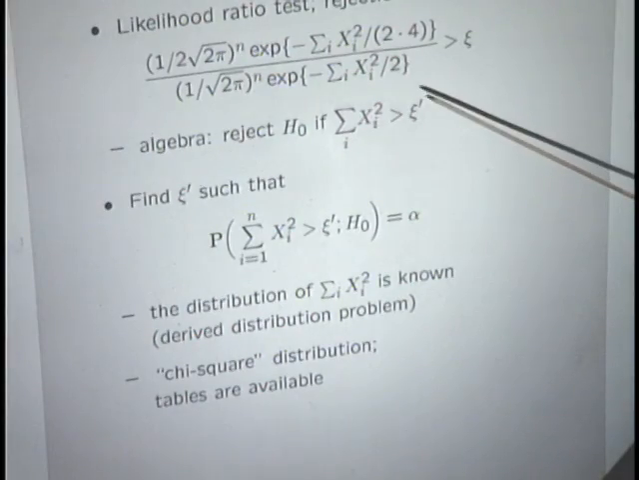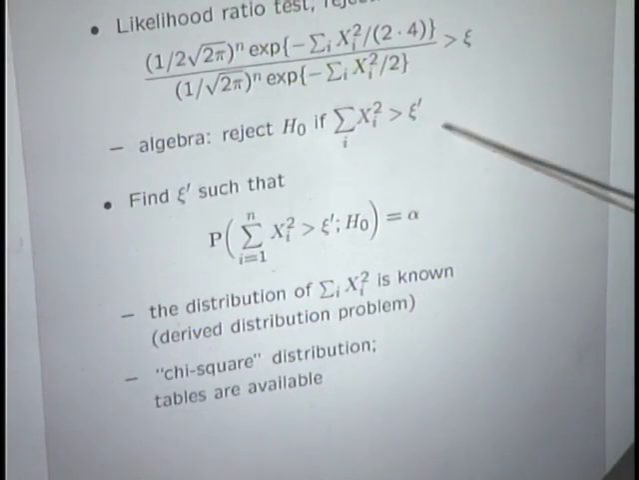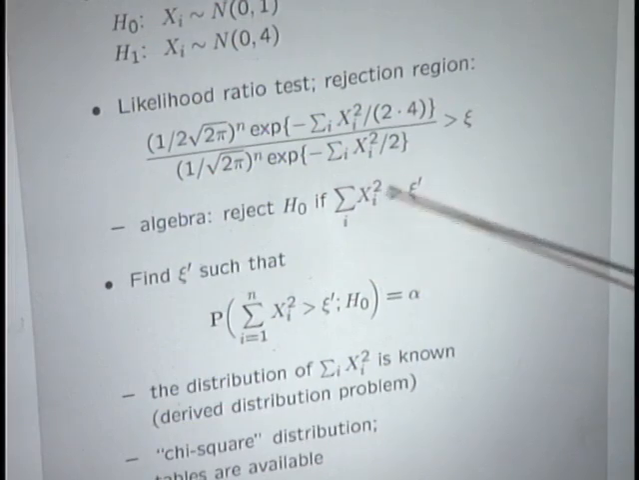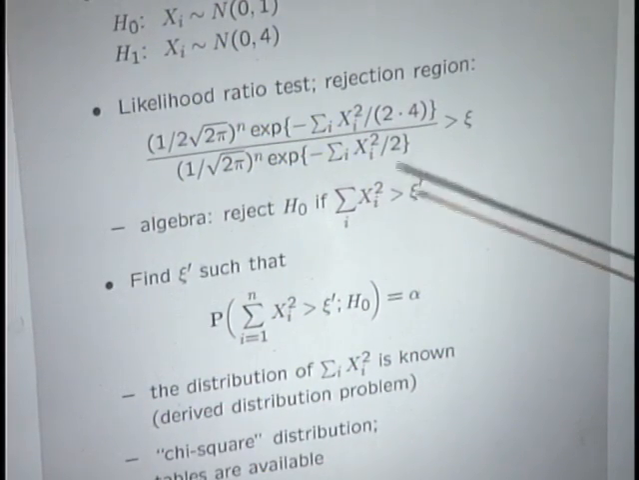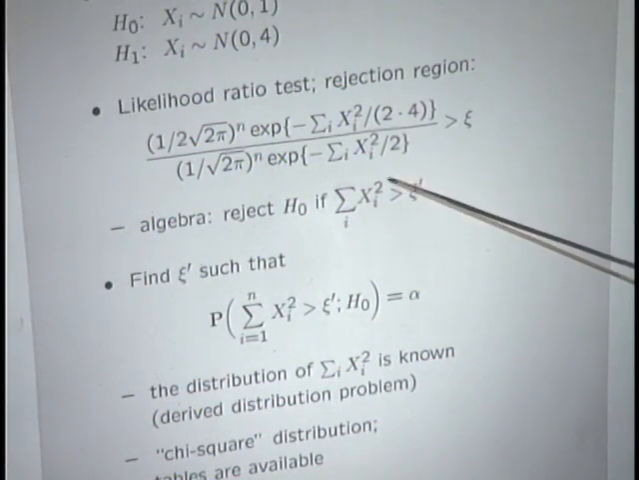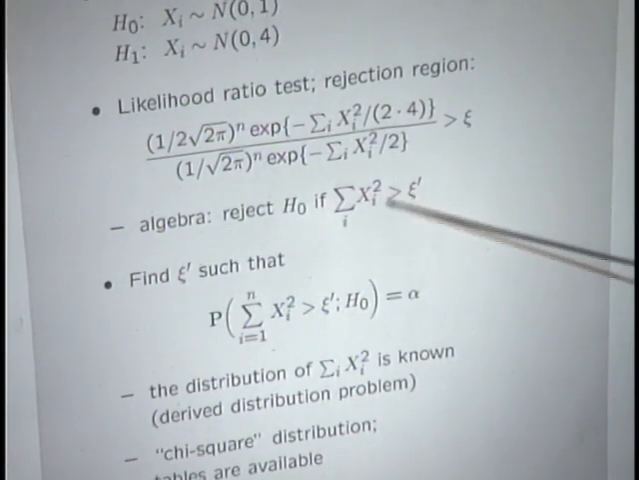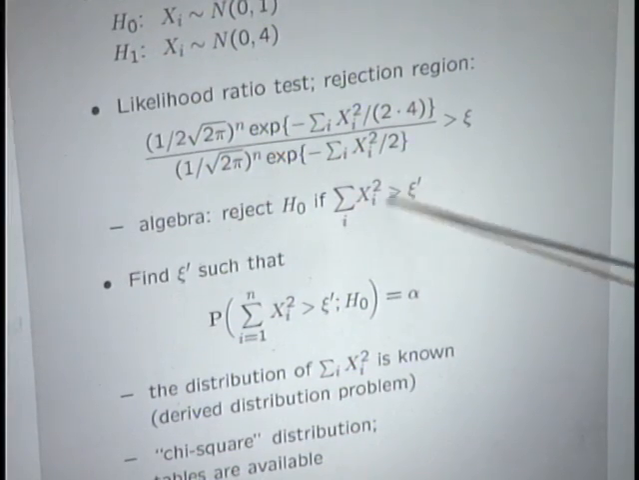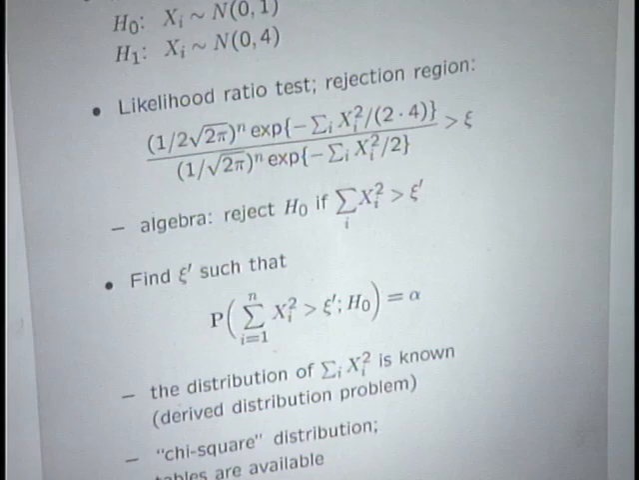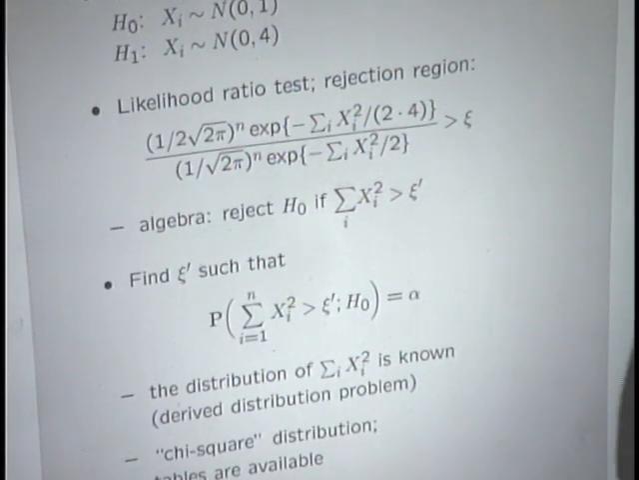So what's the moral of this story? The structure of the likelihood ratio test tells you what kind of decision region you're going to have. It tells you that for this particular test, you should be using the sum of the xi squareds as your statistic, as the basis for making your decision. And then you need to solve a derived distribution problem to find the probability distribution of your statistic, find the distribution of this quantity under H naught, and finally, based on that distribution, after you have derived it, then determine your threshold.